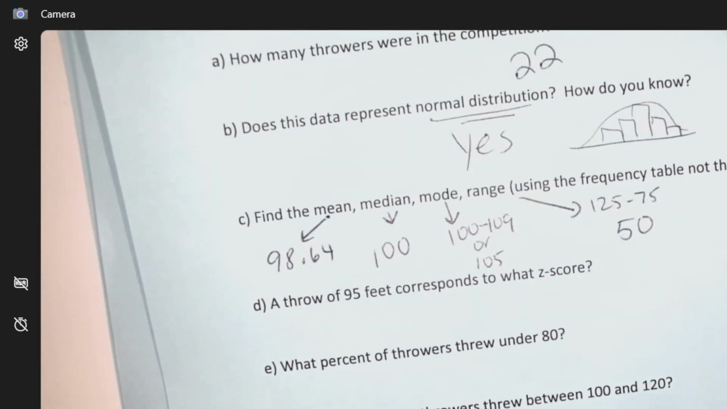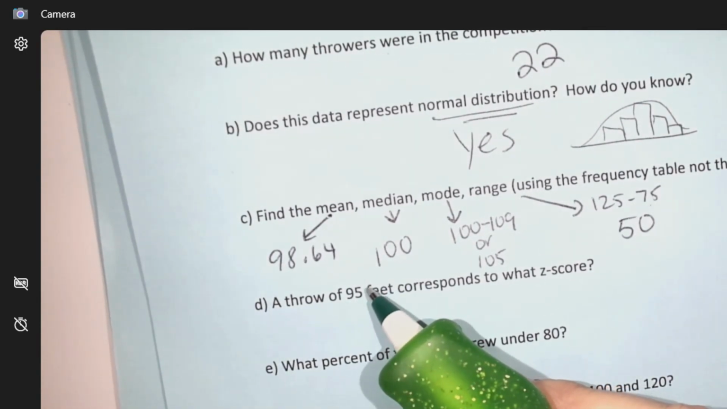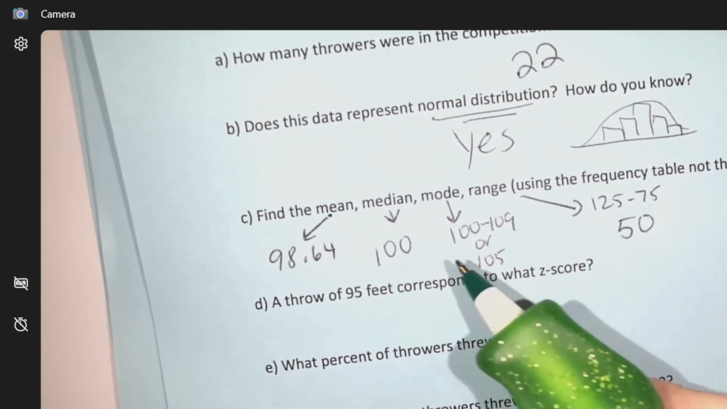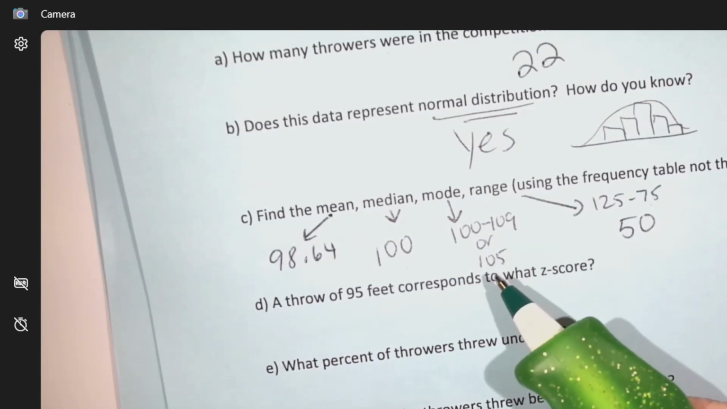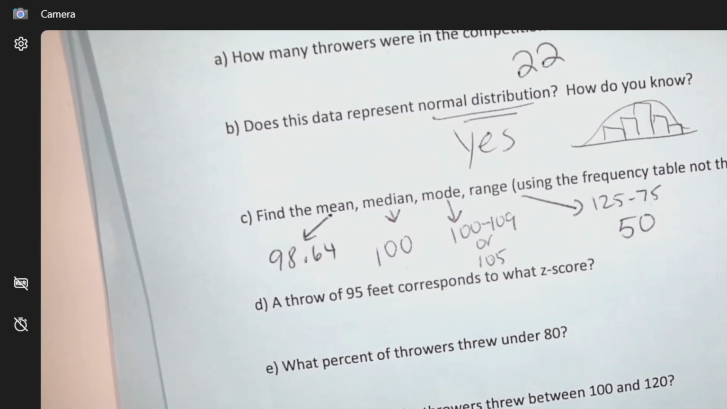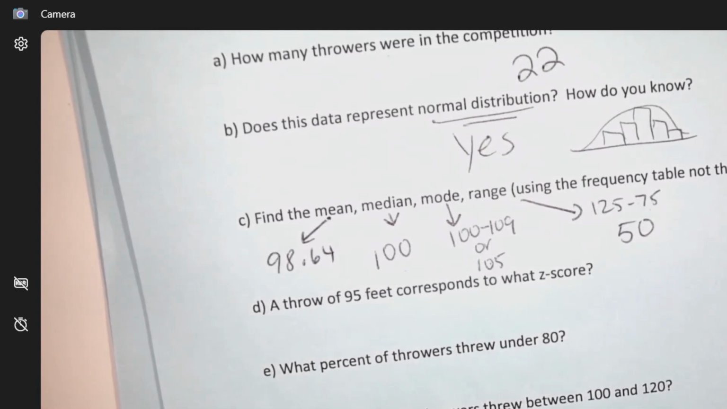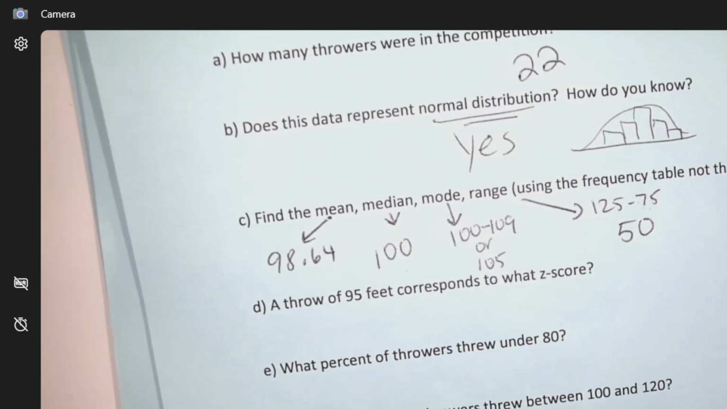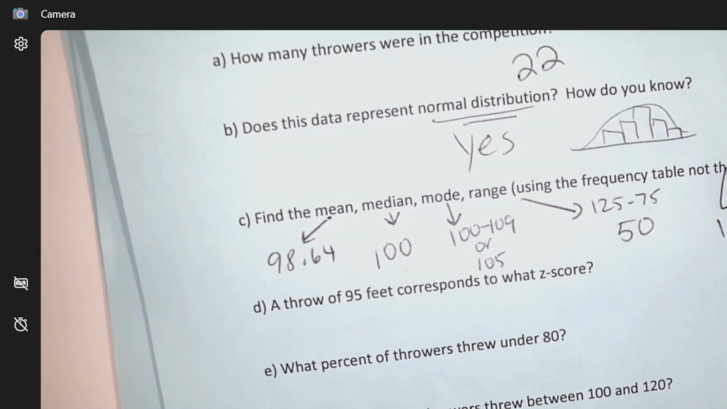Okay, so my calculator data: 98.64 was the first thing. Median was on there. For mode, you can either say this interval or this midpoint. I don't care, I would accept one of those. Then frequency and range. And I should have written this out. I also want you to write down the standard deviation. Can you write that down on your screen? Because you're going to need it.